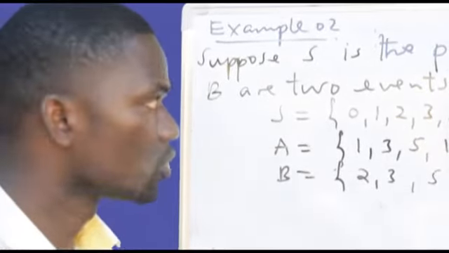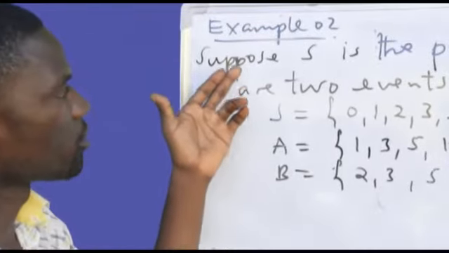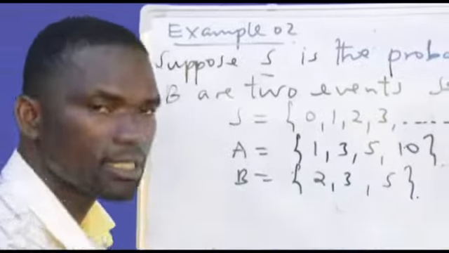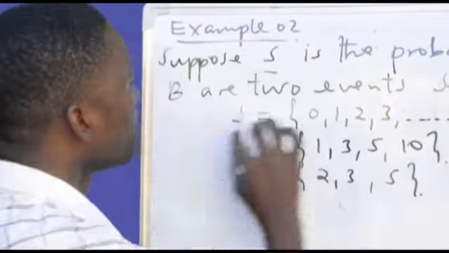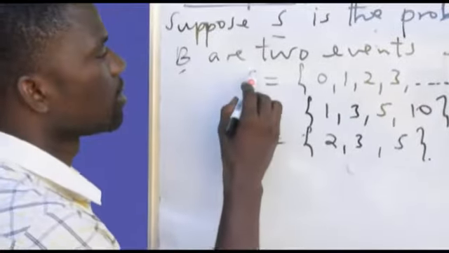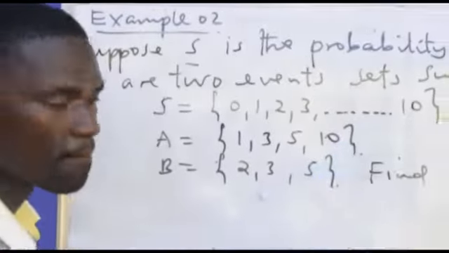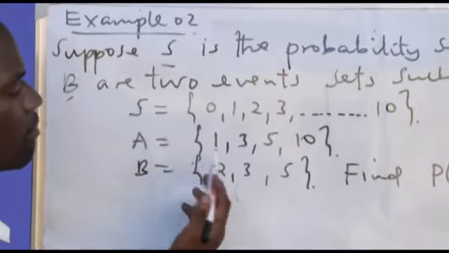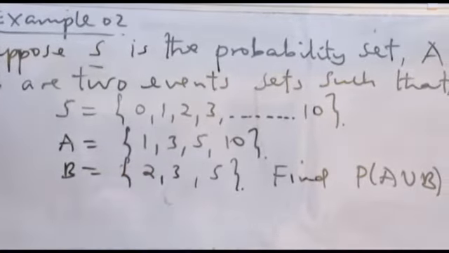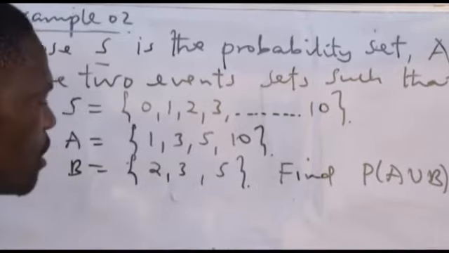Example number 2 is this one. Now suppose S is the probability set. A and B are two events such that S is the set of numbers 0, 1, 2, 3 up to 10, and A is the set of numbers 1, 3, 5 and 10, and B is the set of numbers 2, 3 and 5.